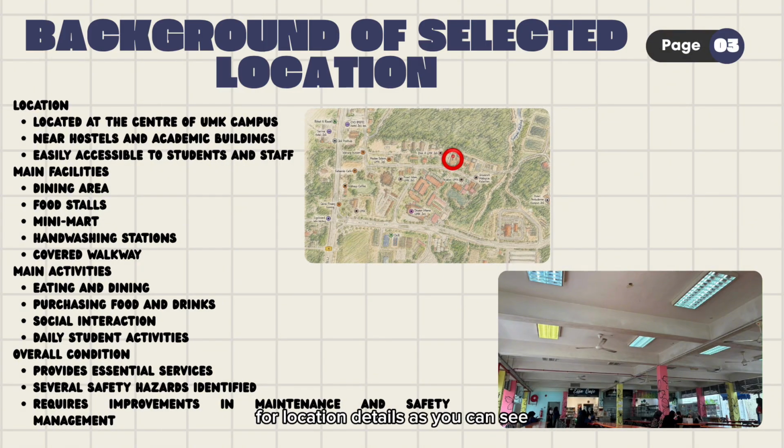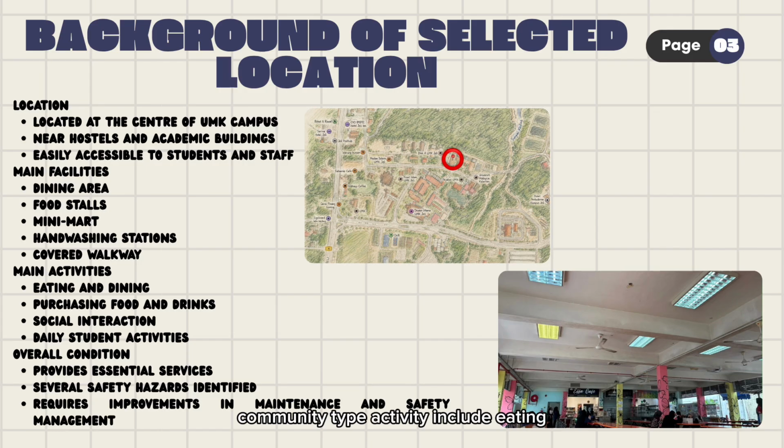For location details, as you can see, Cafeteria Oza is located at the center area of the campus, close to the students' hostel and academic building. It has a covered entrance walkway, a mini mart, a dine-in hall, a hand wash station and an outdoor service area. Its main function is to provide affordable meals, drinks and basic daily needs for the campus community.